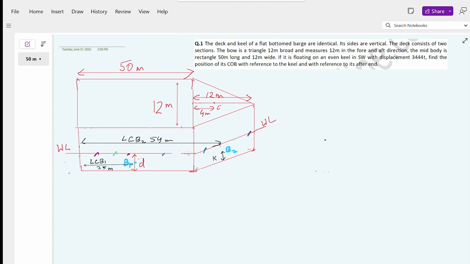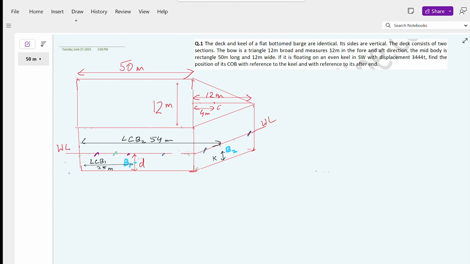The base of the triangle is 12 meters broad, and it measures 12 meters in the fore and aft direction. So this is the fore and aft direction. It is also 12 meters. The mid body is a rectangle. So the mid body till the aft is a rectangle, and the rectangle dimensions are 50 meters long and 12 meters wide.